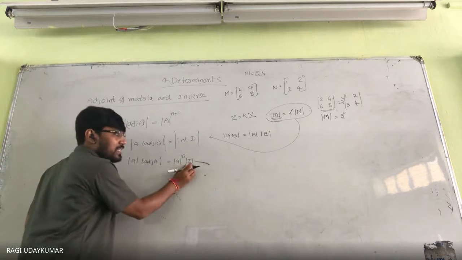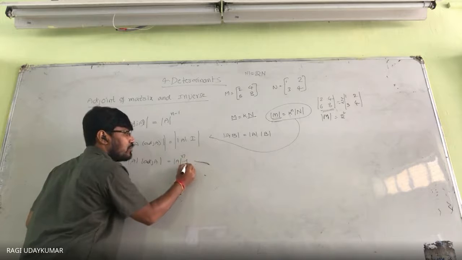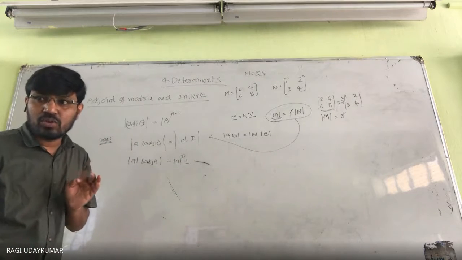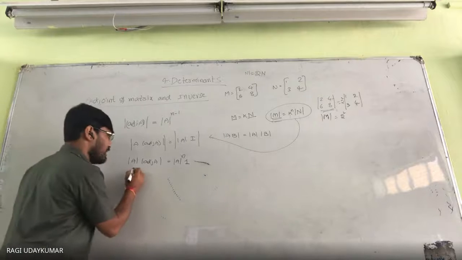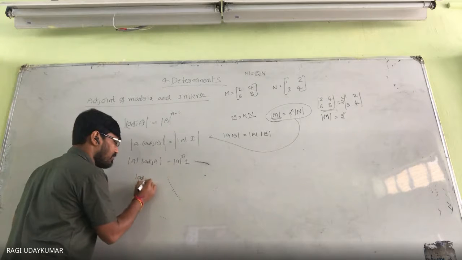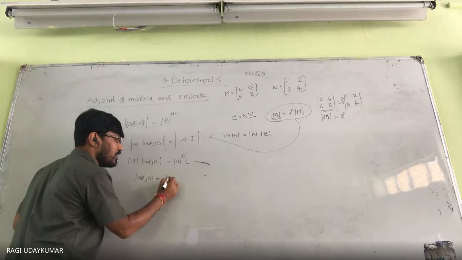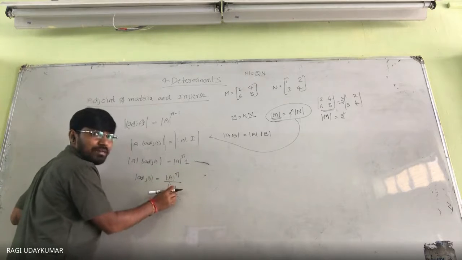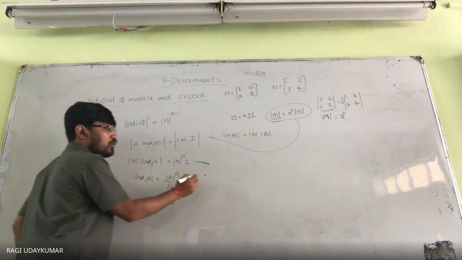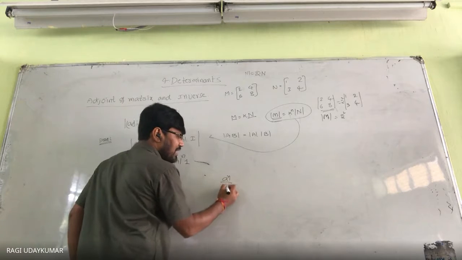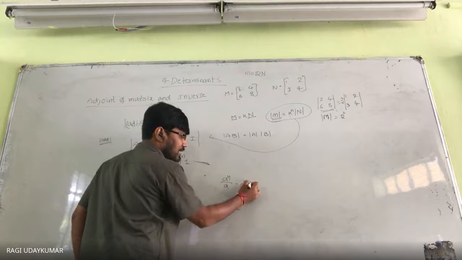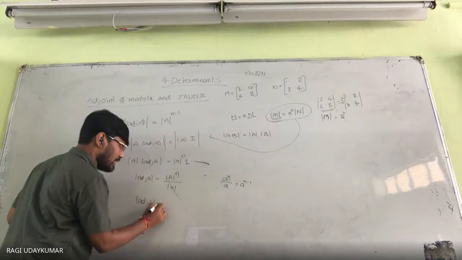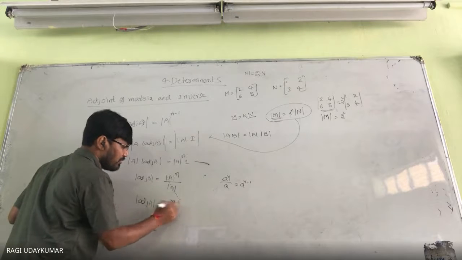Now what do you get here? The determinant of I is equal to 1. Any identity matrix's determinant will be equal to 1. So from this, the determinant of adjoint of A is equal to the determinant of A to the power of n divided by the determinant of A. This is a number, the determinant of A. So A to the power of n by A gives A to the power of n minus 1. In the same way, the determinant of adjoint of A is equal to the determinant of A to the power of n minus 1.